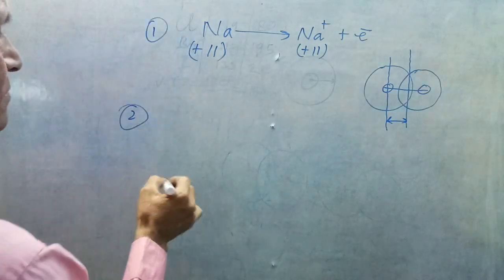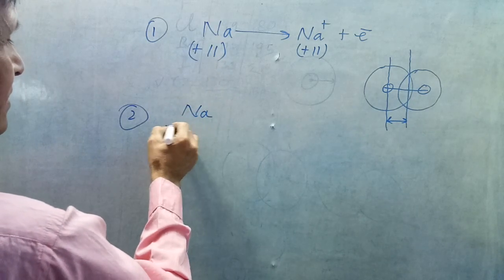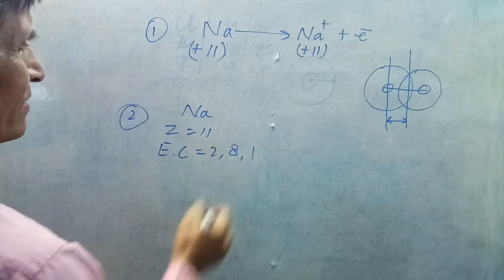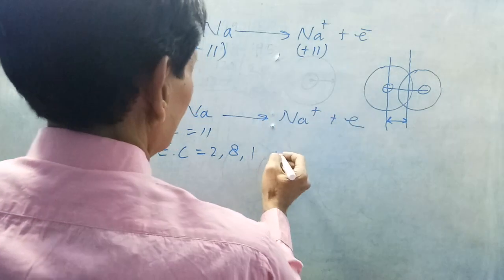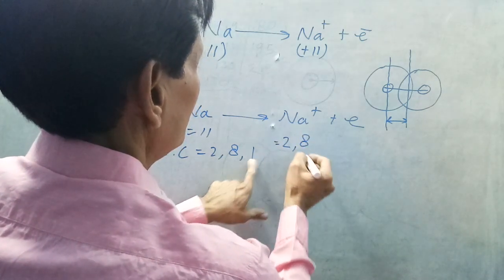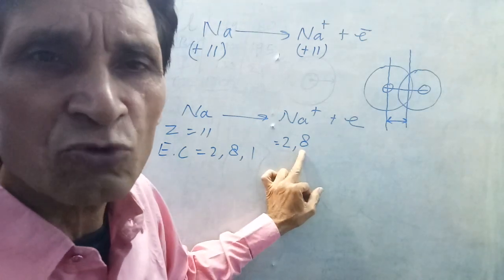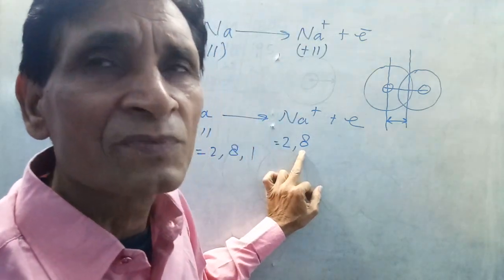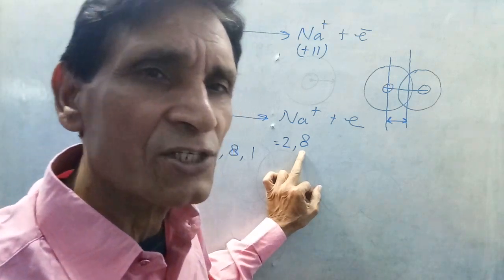Second point, in the sodium atom, the electronic configuration I have told you is 2, 8, 1. If it loses an electron, then the outermost shell completely disappears and its electronic configuration is 2, 8. Since the outermost shell completely disappears, therefore its size is smaller. Then two ways are there. You can explain why a cation is smaller than its corresponding neutral atom.